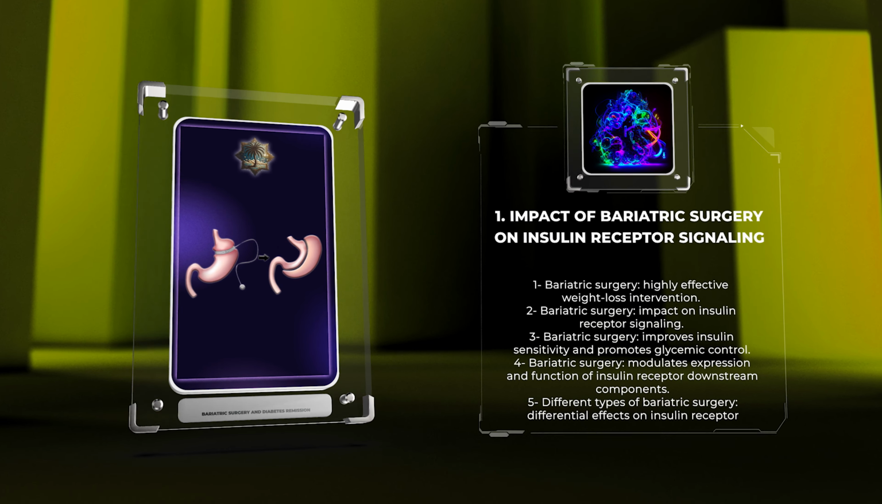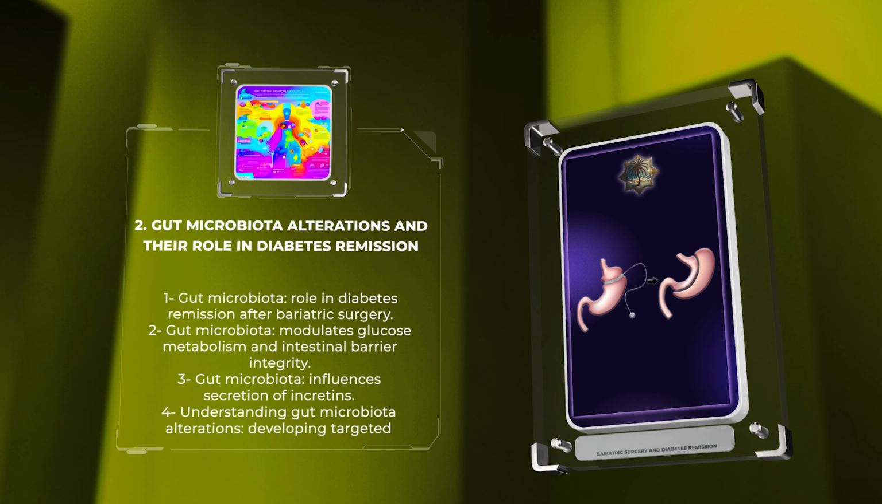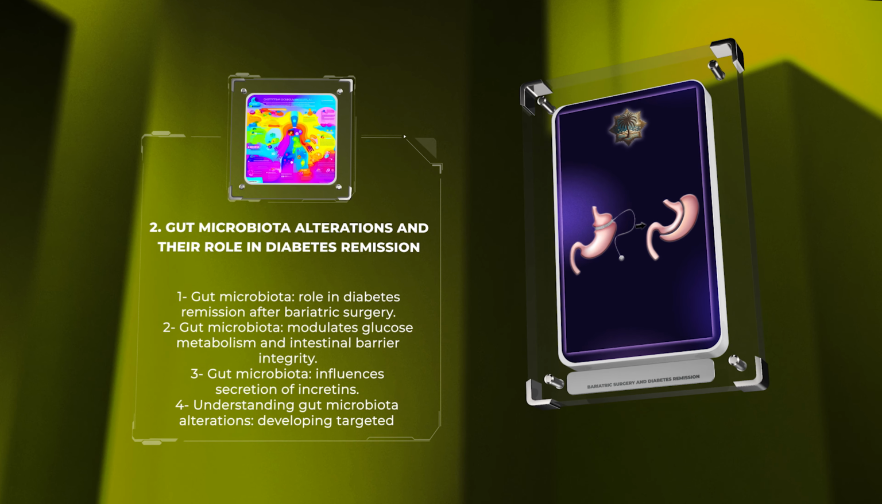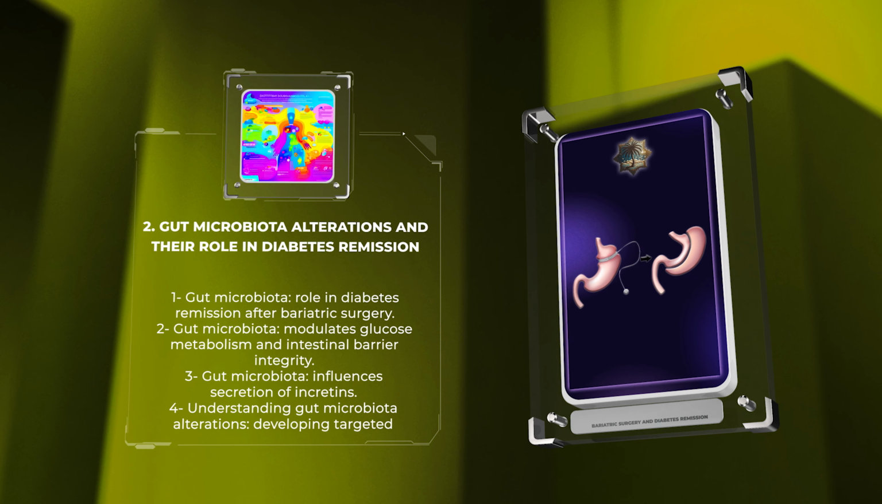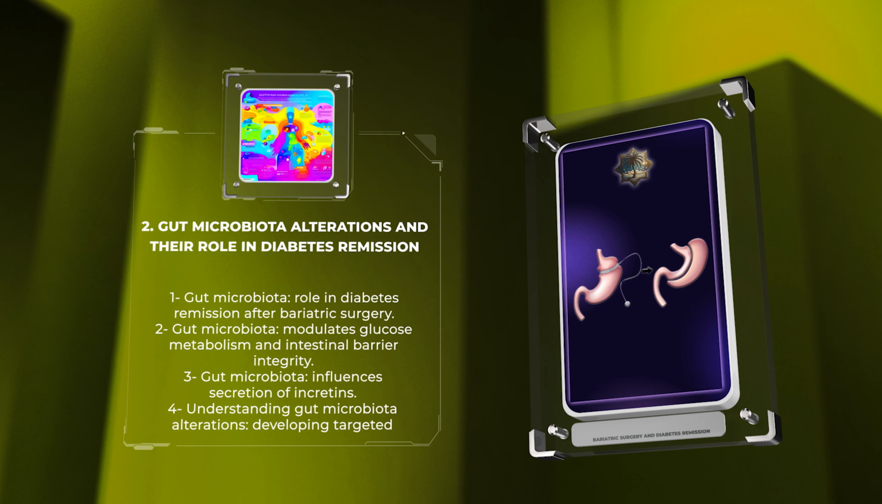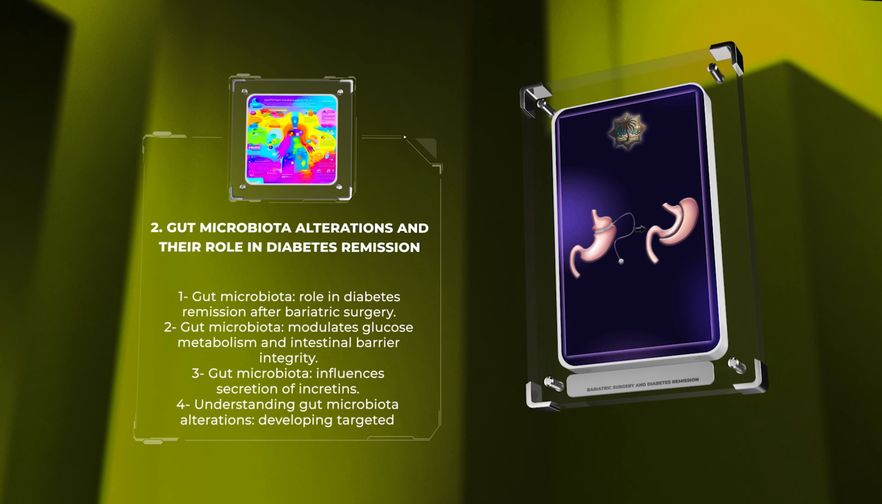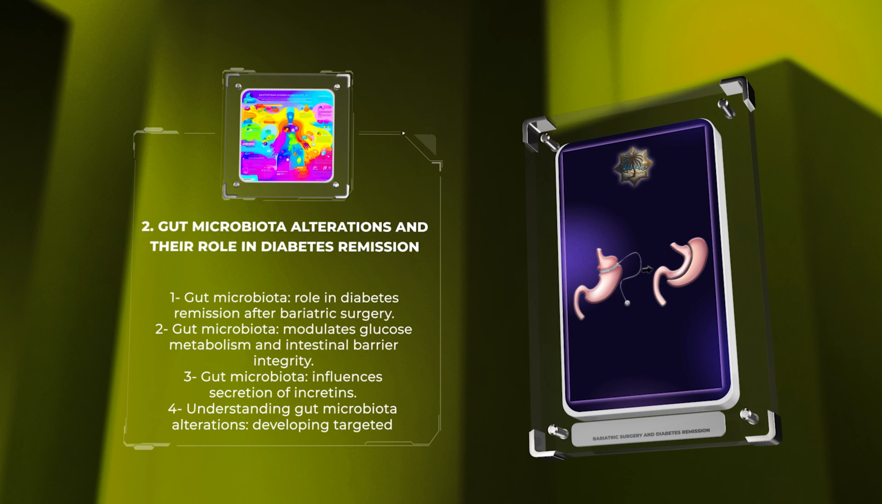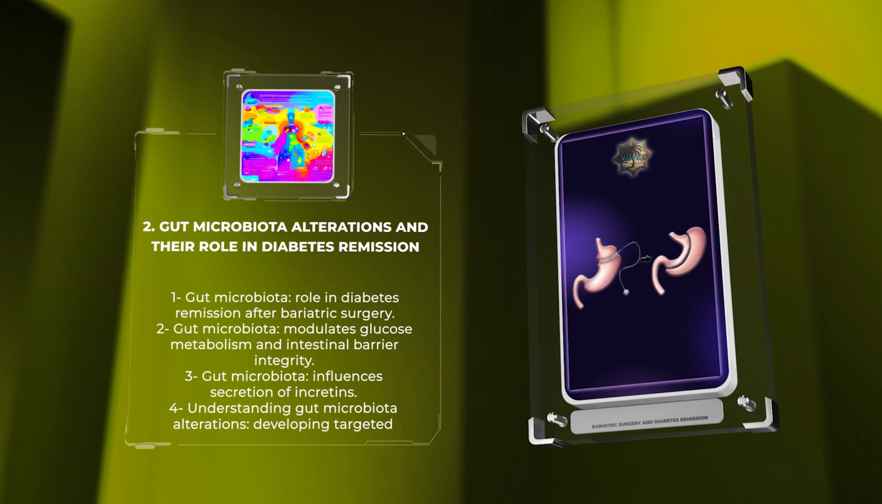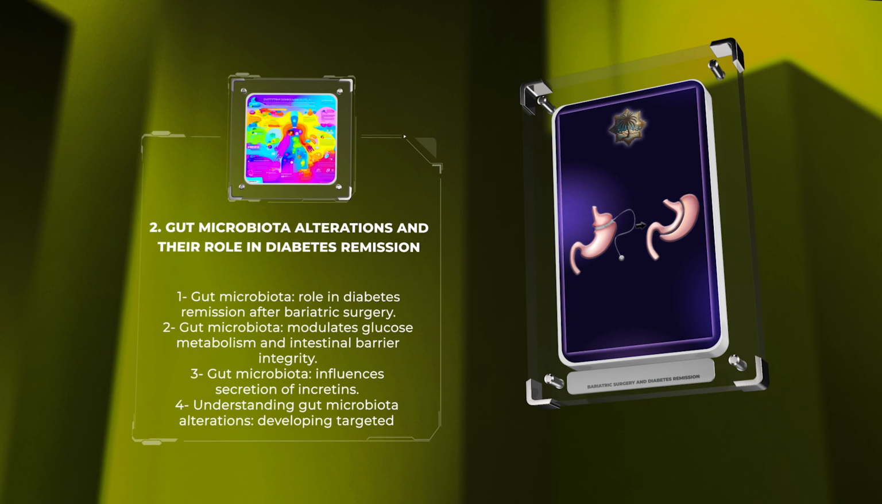Emerging evidence suggests that alterations in the gut microbiota play a crucial role in the remission of diabetes following bariatric surgery. The gut microbiota is a complex ecosystem of microorganisms residing in the gastrointestinal tract, and it has been shown to modulate various physiological processes, including glucose metabolism. Bariatric surgery induces significant changes in the gut microbiota composition, favoring the growth of beneficial microbial species that produce short-chain fatty acids, SCFAs, and promote intestinal barrier integrity. These SCFAs contribute to improved insulin sensitivity, enhanced glucose metabolism, and overall glucose homeostasis after surgery.